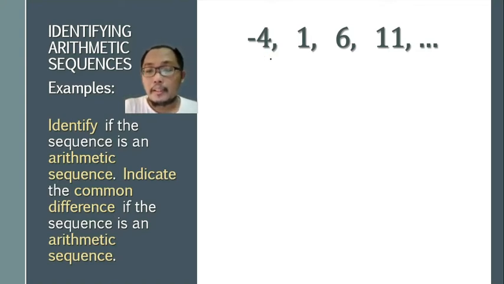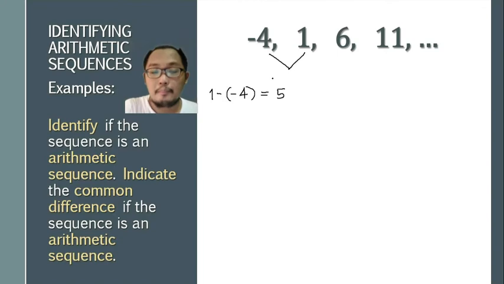Looking at our negative 4 and 1, difference means we need to perform a subtraction. So here we have a 1, and if we subtract negative 4, we get a positive 5. If you still need to revisit your basics in operations like subtraction of integers, I have a dedicated video for that, so I suggest that you visit it first before moving on to this lesson.